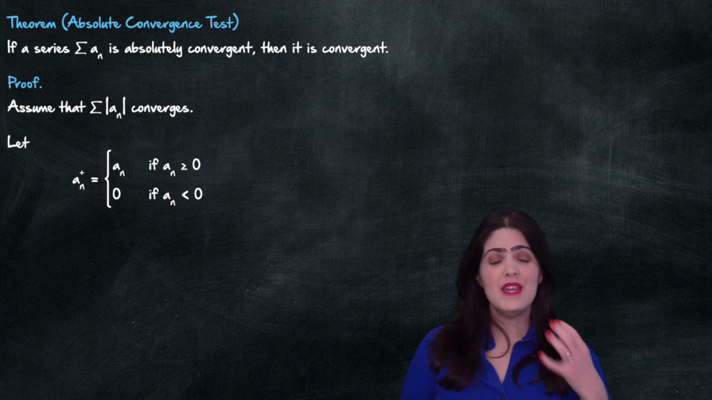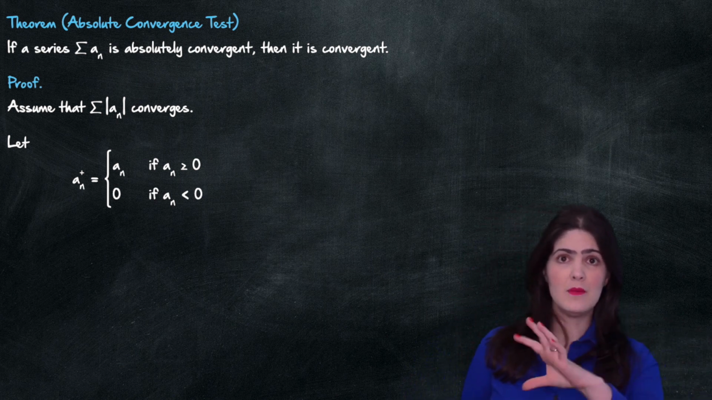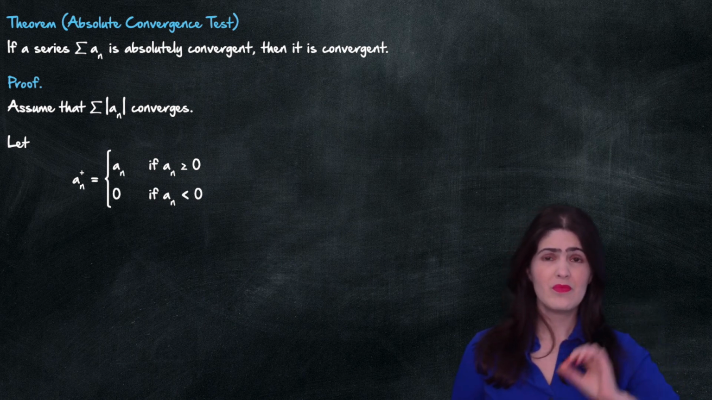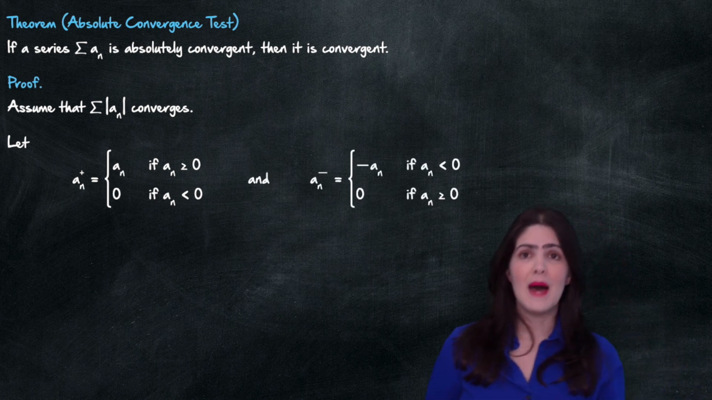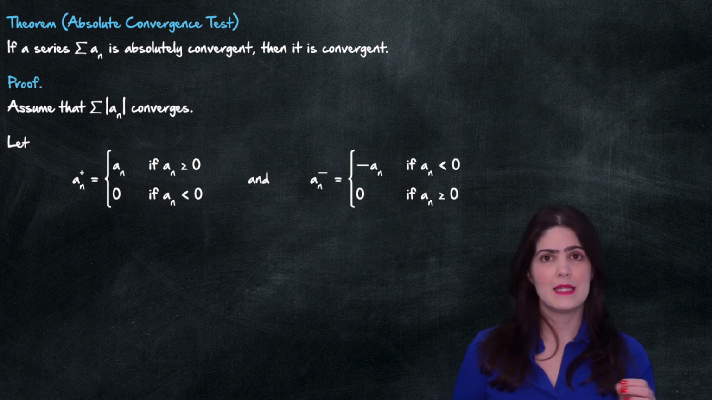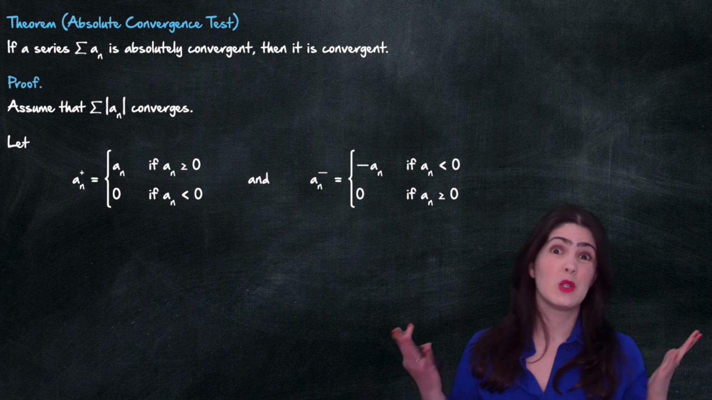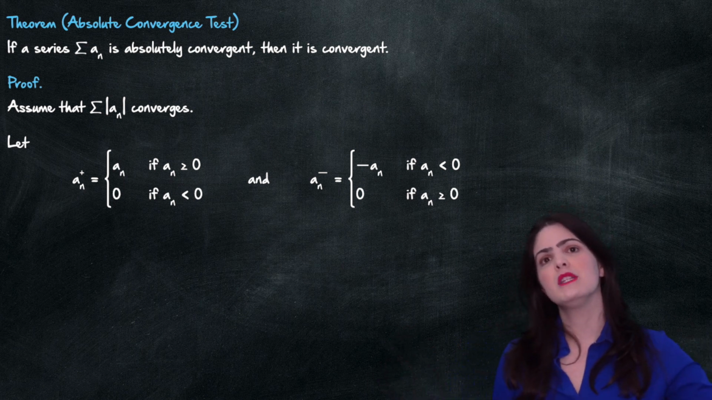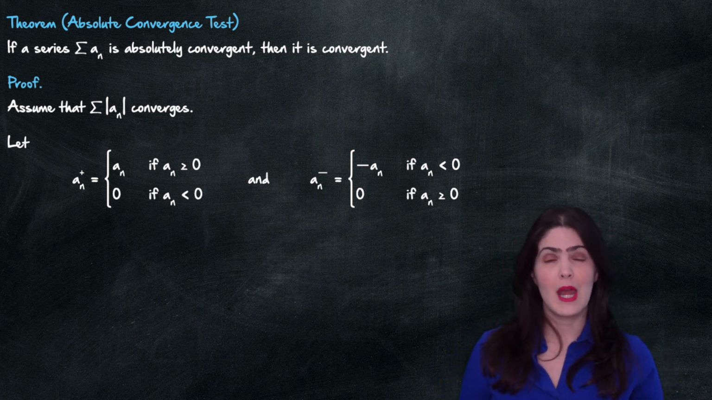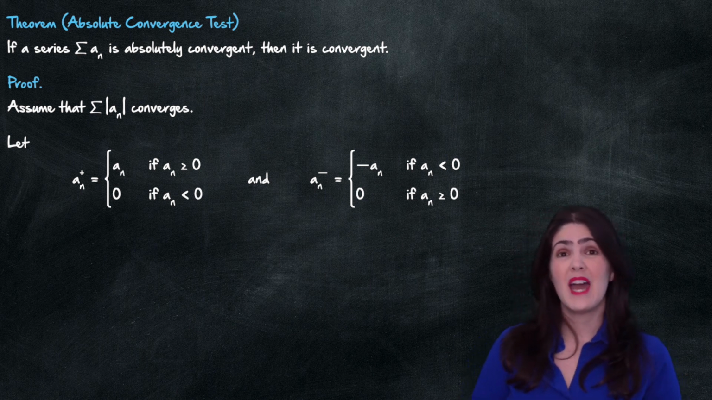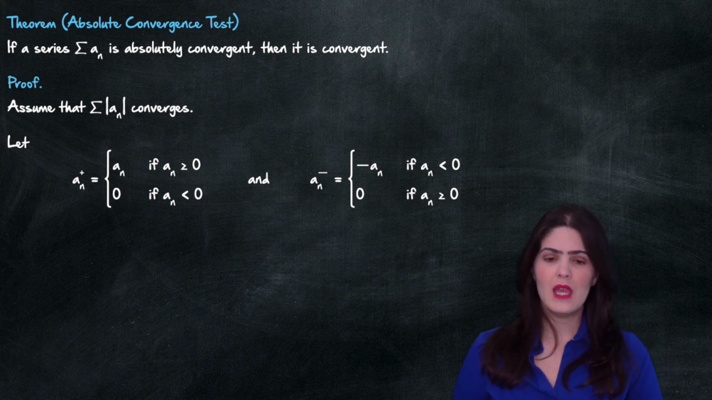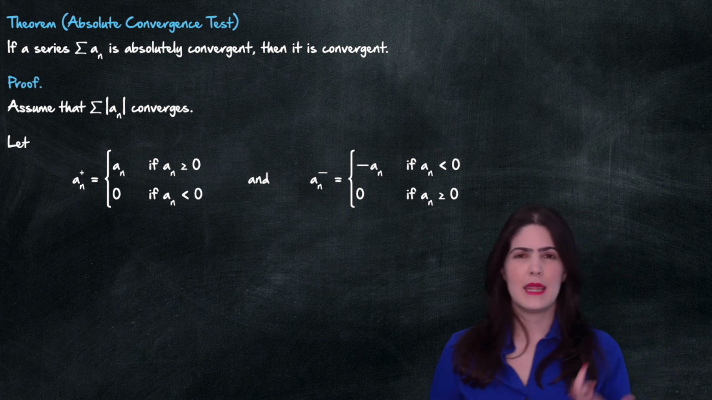So what this does is it looks at all the terms of the sequence a_n. If the term is positive, it doesn't do anything to it, but if it's negative, it just sends it to 0. And then we're going to look at a_n minus. And what it does is that if a number is negative, then it does minus a_n, which is actually just the absolute value of that number. And if the number is positive, it sends it to 0. So what this does is a_n plus collects the information about all the positive terms, and a_n minus collects information about all the negative terms.